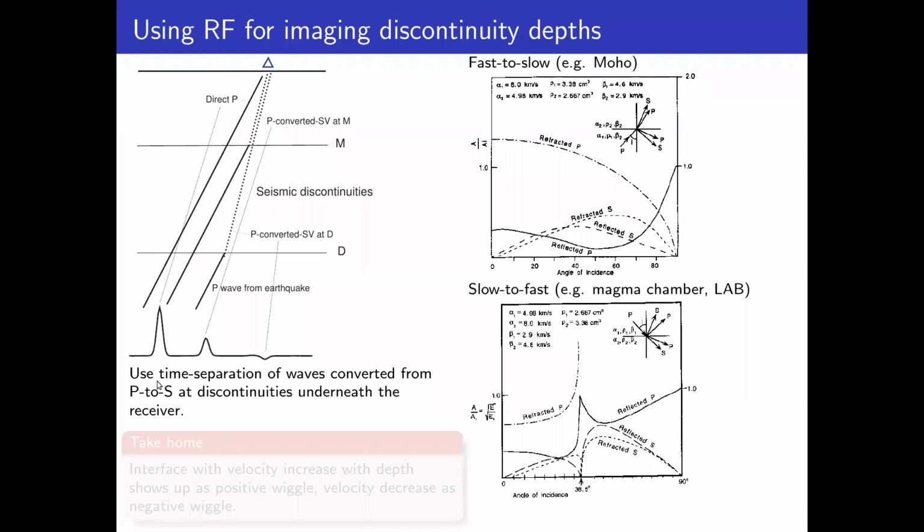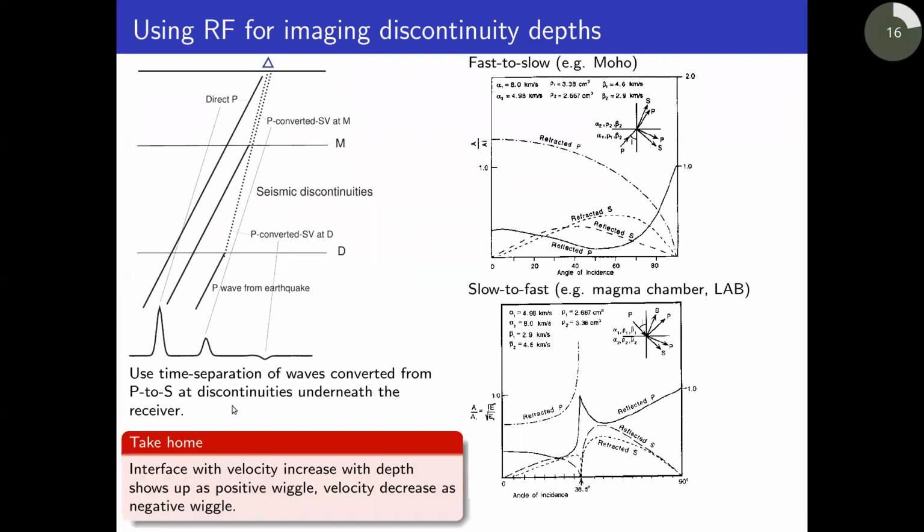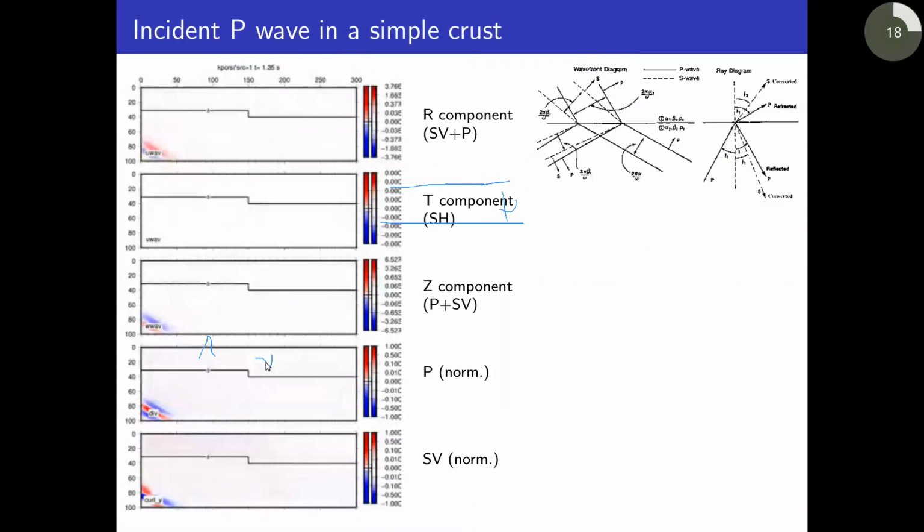So we use the time separation of the wave converted from P to S to other discontinuities. And then there's a take home point. Interfaces with velocity increase with depth show as positive, and velocity decreases show as negative. So what it means is that if there is a velocity increase with depth, it will show as a positive wiggle, and if the velocity decreases, it will show as a negative wiggle. This is what receiver functions are about.